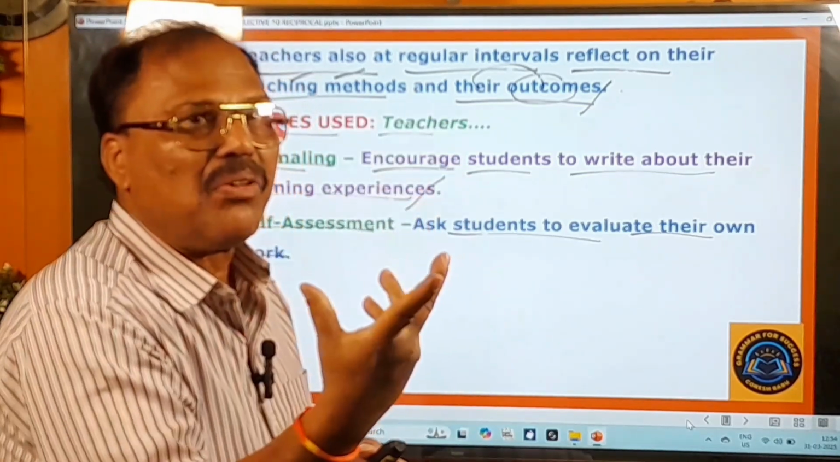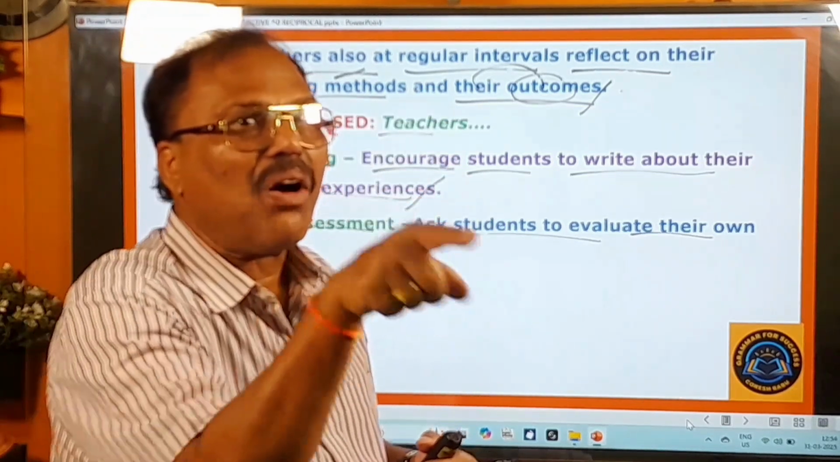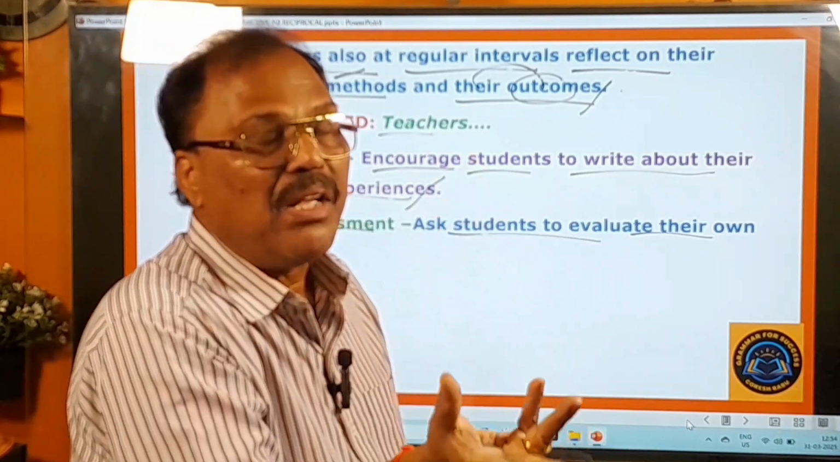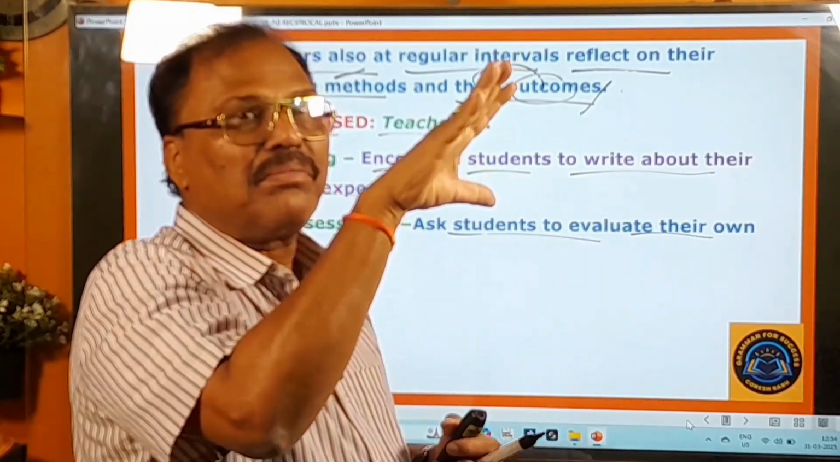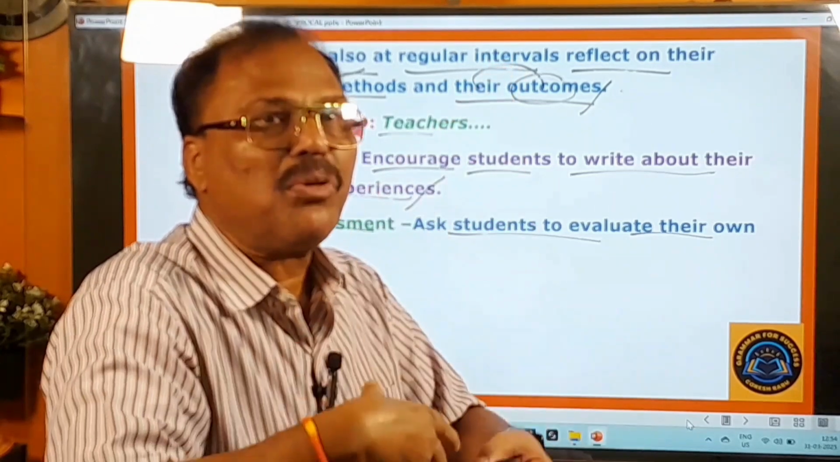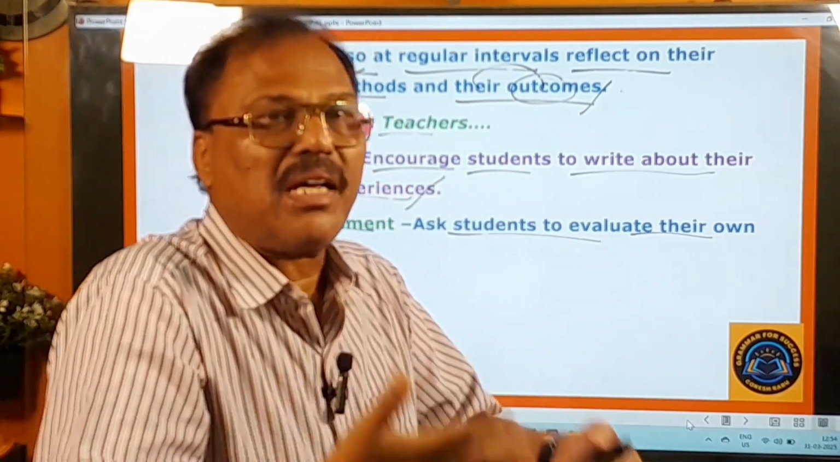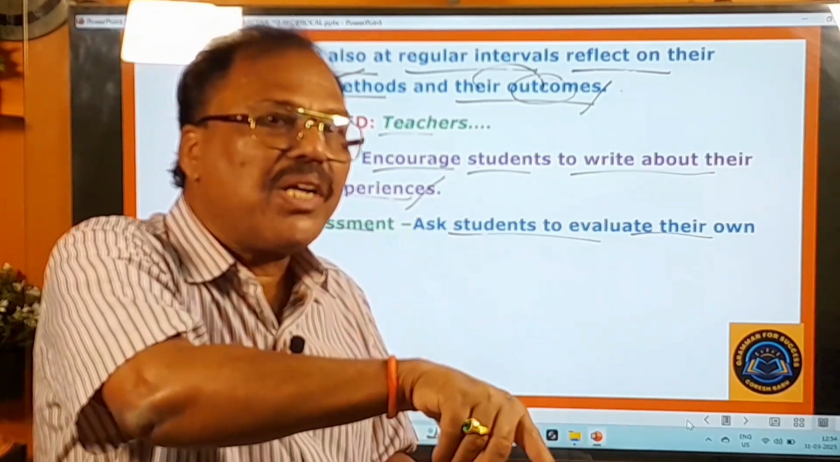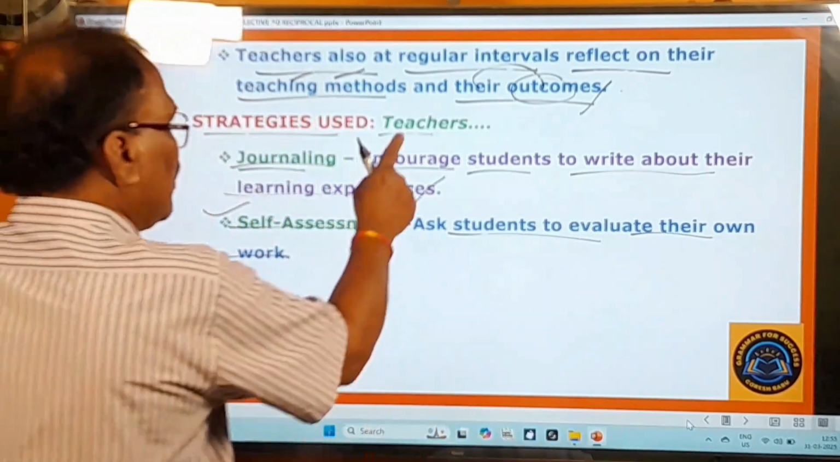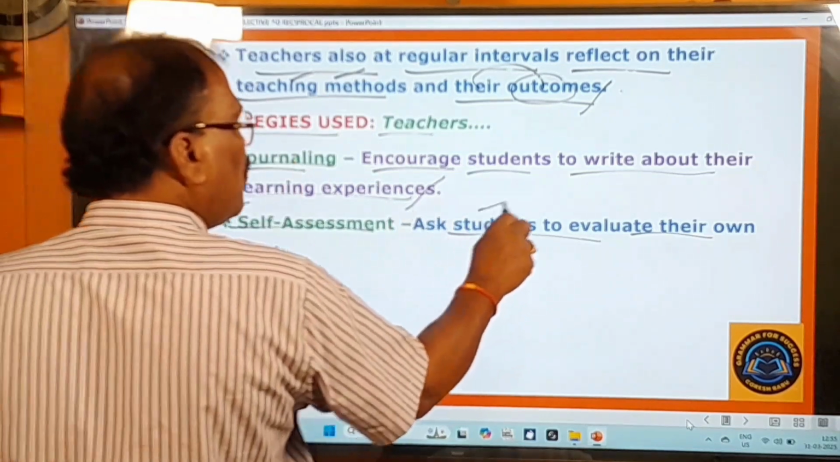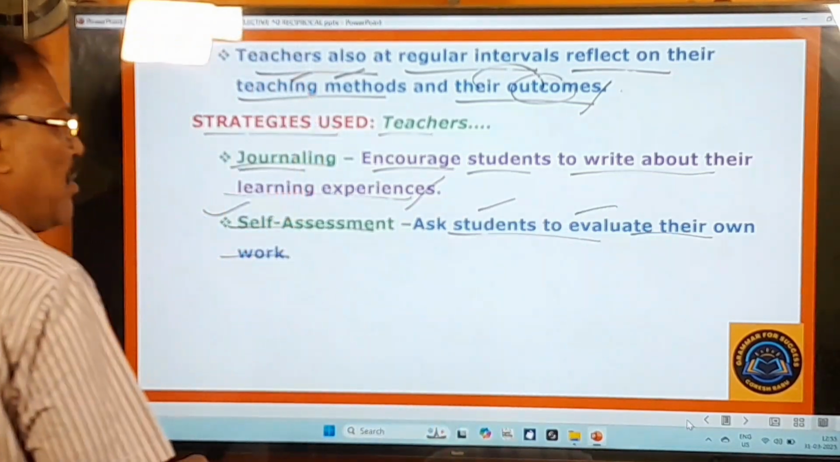If that is the thing, they understand where they have gone wrong, why they have gone wrong, all such things they will understand. They might improve a lot. Because they themselves will come to know what they have written in the test, whether their answers are correct or wrong. They themselves will understand. So that's why the teachers must adopt this beautiful strategy of asking students to evaluate their own work.